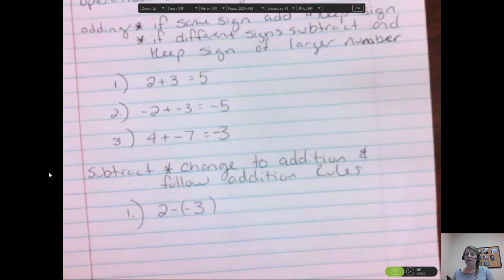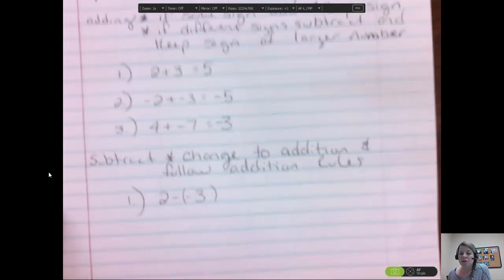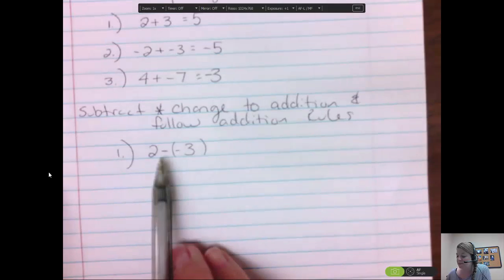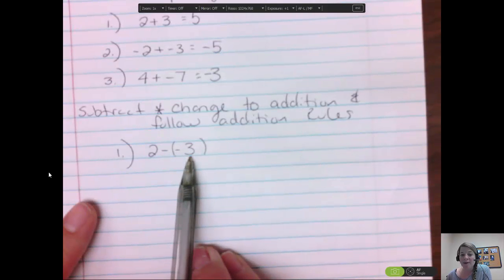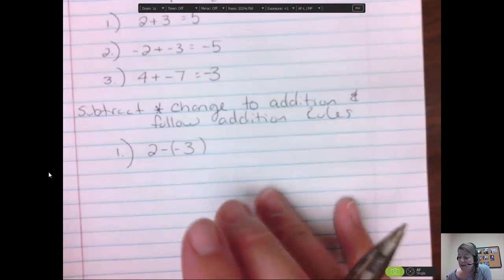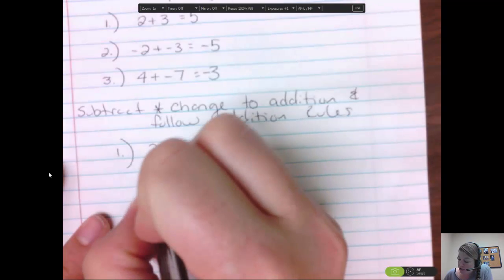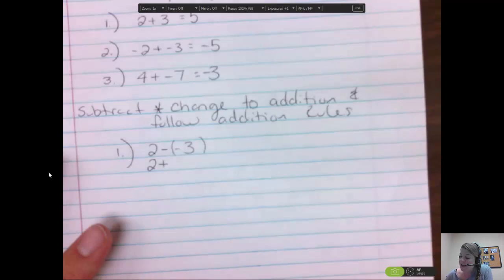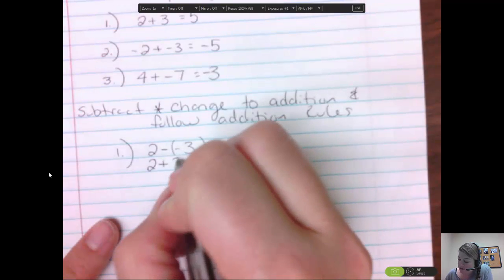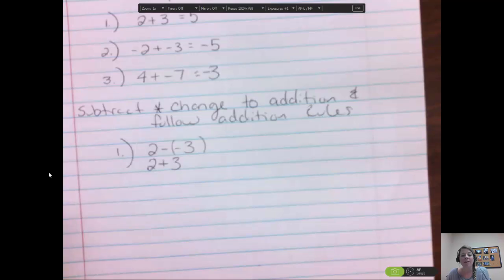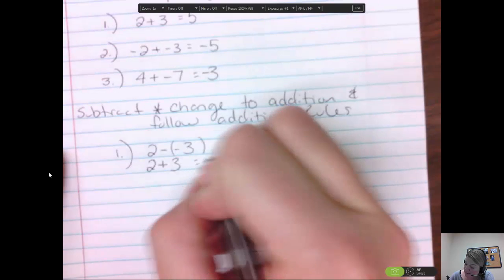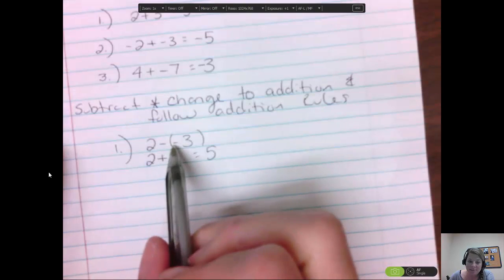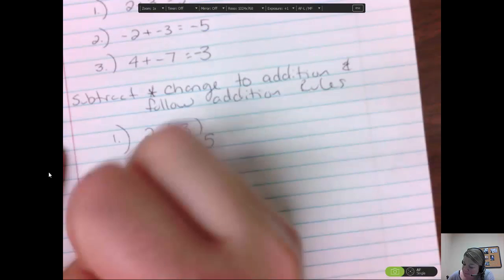Great, it is. But the rule for subtraction is you can actually change the sign of the subtraction and change the sign of the second number and follow the addition rule. So this problem changes subtraction to addition, then change the sign of the next number, and this is the same problem as this. So 2 plus 3 is still 5. Double negative makes a positive, however you want to think of that.